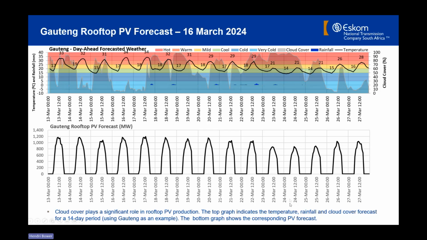If we look at the top graph, it has a number of variables indicated on the graph. I want you to focus on the black line, which shows the hourly temperature for Gauteng, starting on the 13th of March and running up till the 27th of March. The shaded areas show the cloud cover. So you can see where there are sunny days versus where there are cloudy days.